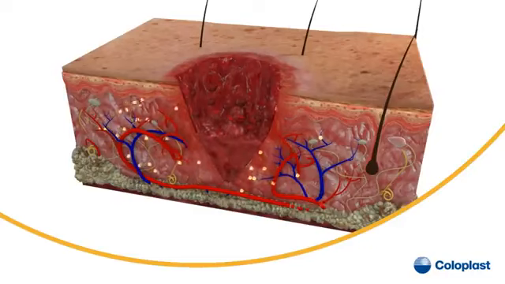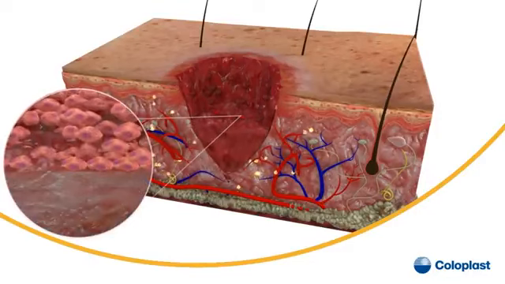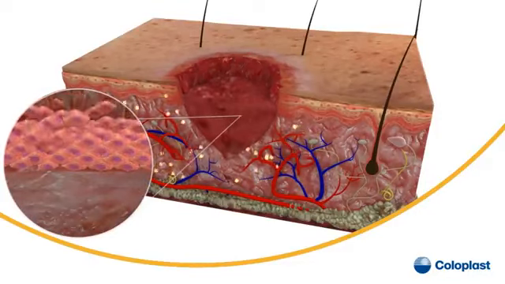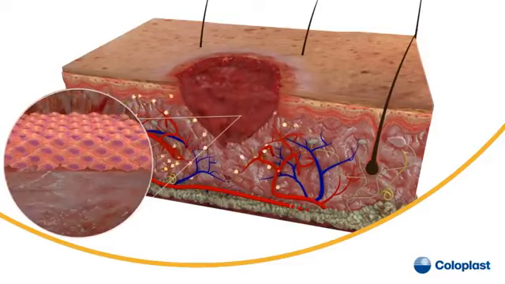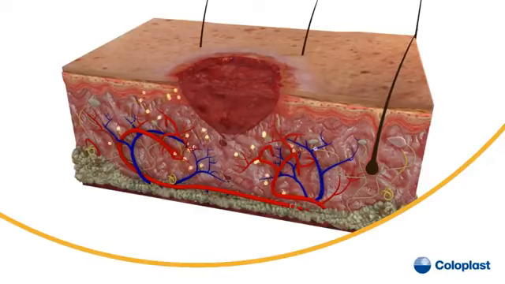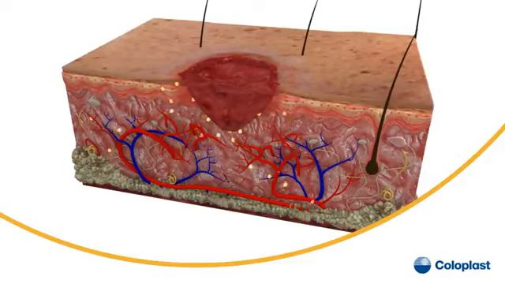Fibroblasts are the predominant cells in the proliferation phase. They migrate into the wound site from the surrounding tissue and start to multiply. In the last part of the proliferation phase, the wound is made smaller by wound contraction. Wound contraction is brought about by specialized fibroblasts with contractile properties called myofibroblasts.